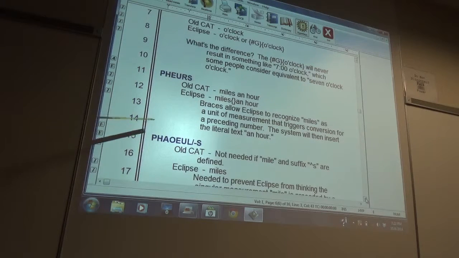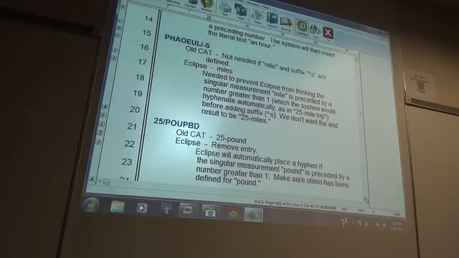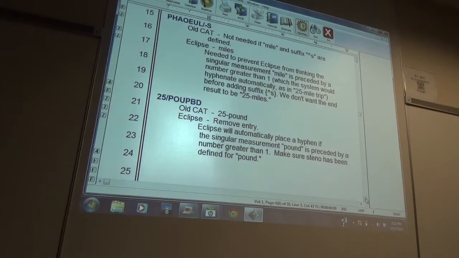Same thing with miles an hour. Miles, and it's all just written out. Miles, miles an hour, miles. If you go to different countries and they're talking about dollars and pounds, how much is it? It's 25 pounds. It will automatically replace a hyphen if the singular measurement pound is preceded by a number greater than 1. Okay? So make sure that your steno has been defined for pound.